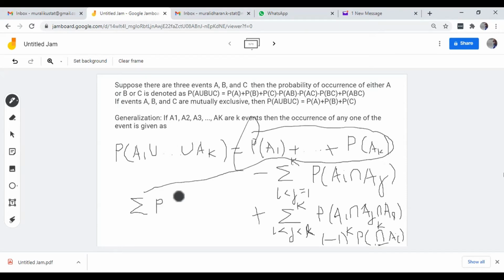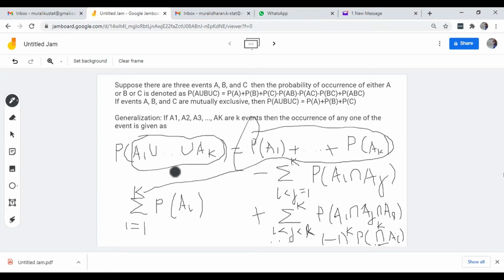Summation P of AI. Maybe you can write it in the next step. Okay, so I is running from 1 to k, so you have all the terms up to k, plus the next term, minus this, then plus, etc., plus the last. Please note you will have to have etc. here. Even this you can write in notation; you can write it as a union.